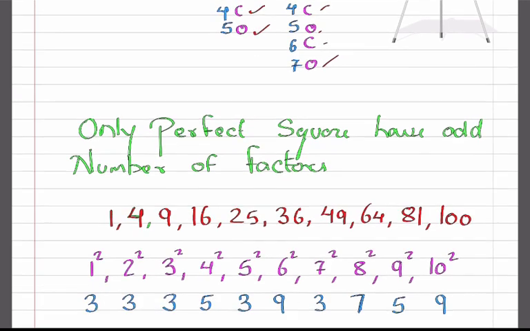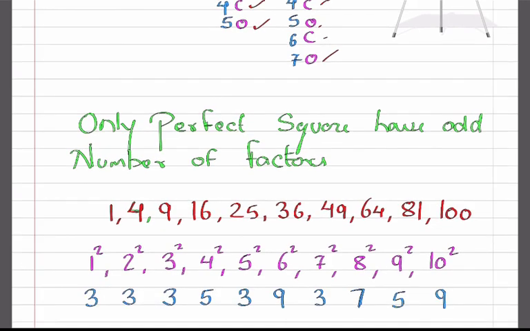So let's see. 1 square is 1, how many factors does it have? 1. How many factors to 4? 3. How many factors to 9? Again you can see 3. How many factors to 16? 5. How many factors to 25? 3. How many factors to 36? 9. 49? 3. 64? 7.